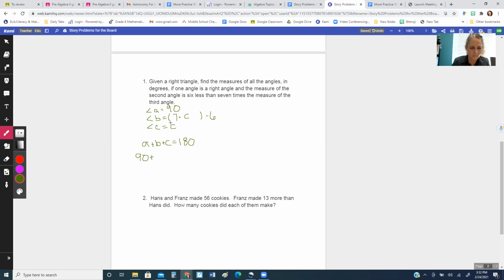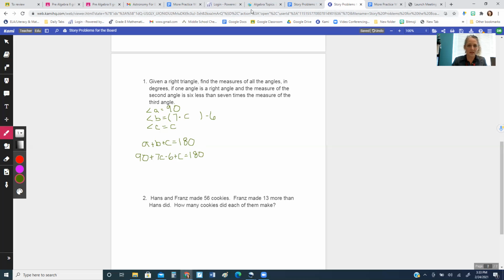Okay. So 90, A plus B plus C is 180. We've got 90, that's A. B is, okay, so I've got all these parentheses that I don't actually really need, but I didn't know that when I made them. But now I had 7C, B is 7C minus 6. There's B. And then plus C, we don't know what C is, equals 180. Okay.